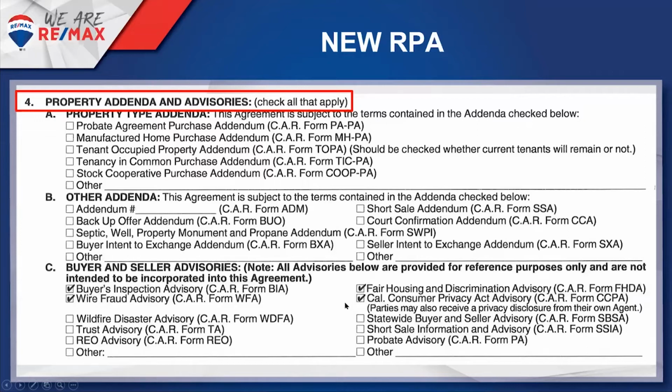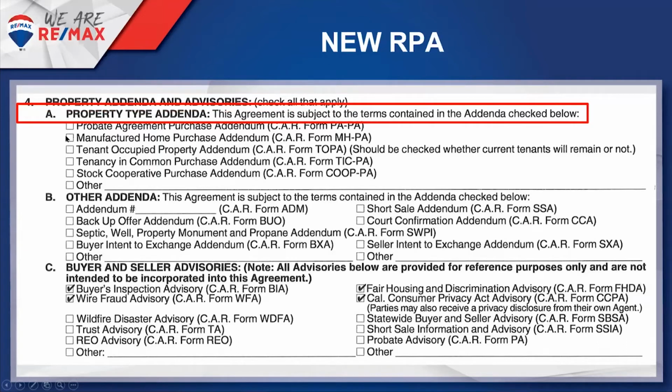So now we're getting into a whole lot less, in fact, almost no blanks to fill in. There are still a few you'll see here, but there's still some boxes to check. And we're getting into paragraphs that give us details about the things covered in the grid. Now, the first paragraph, 4, talks about property addenda and advisories. And so 4A is property addenda.